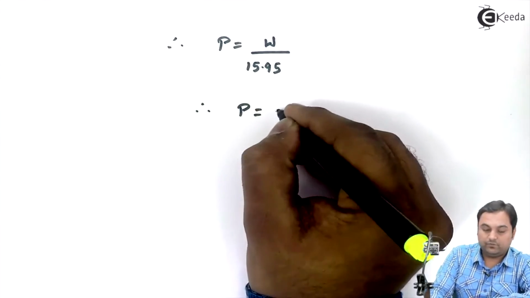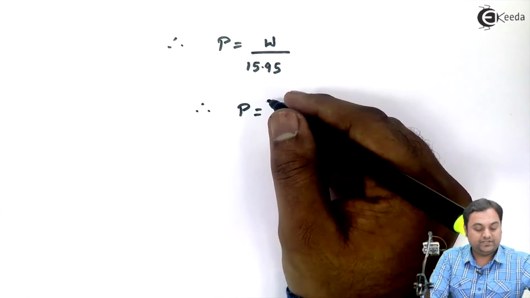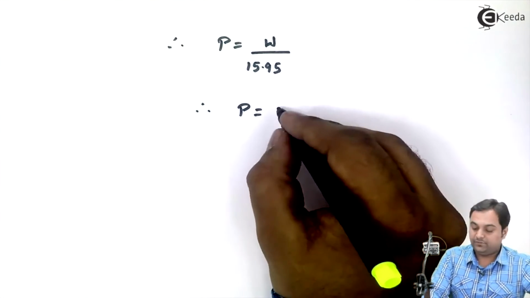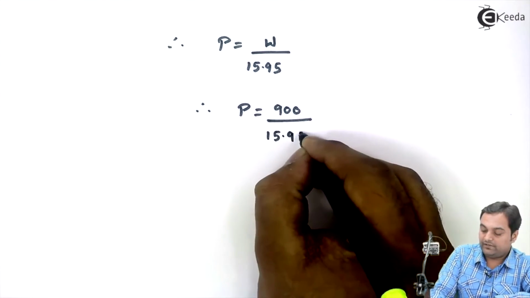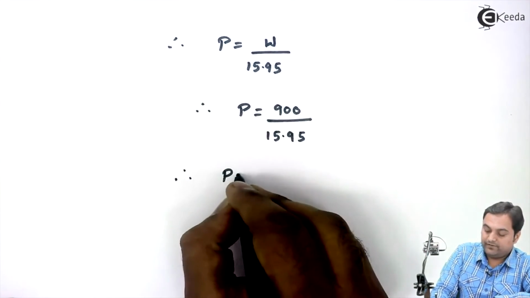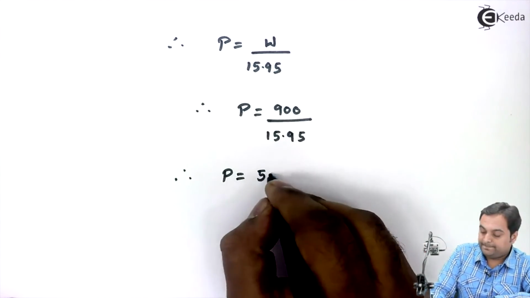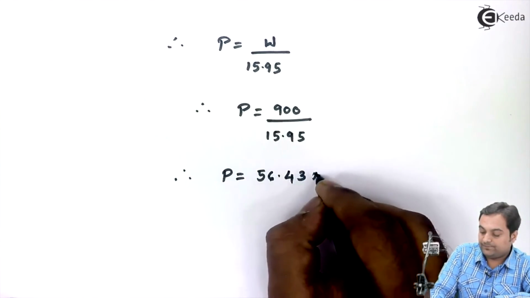Therefore P is equal to, W is given in the question, it is 900 Newton, so 900 divided by 15.95. Therefore the effort value is 56.43 Newton.